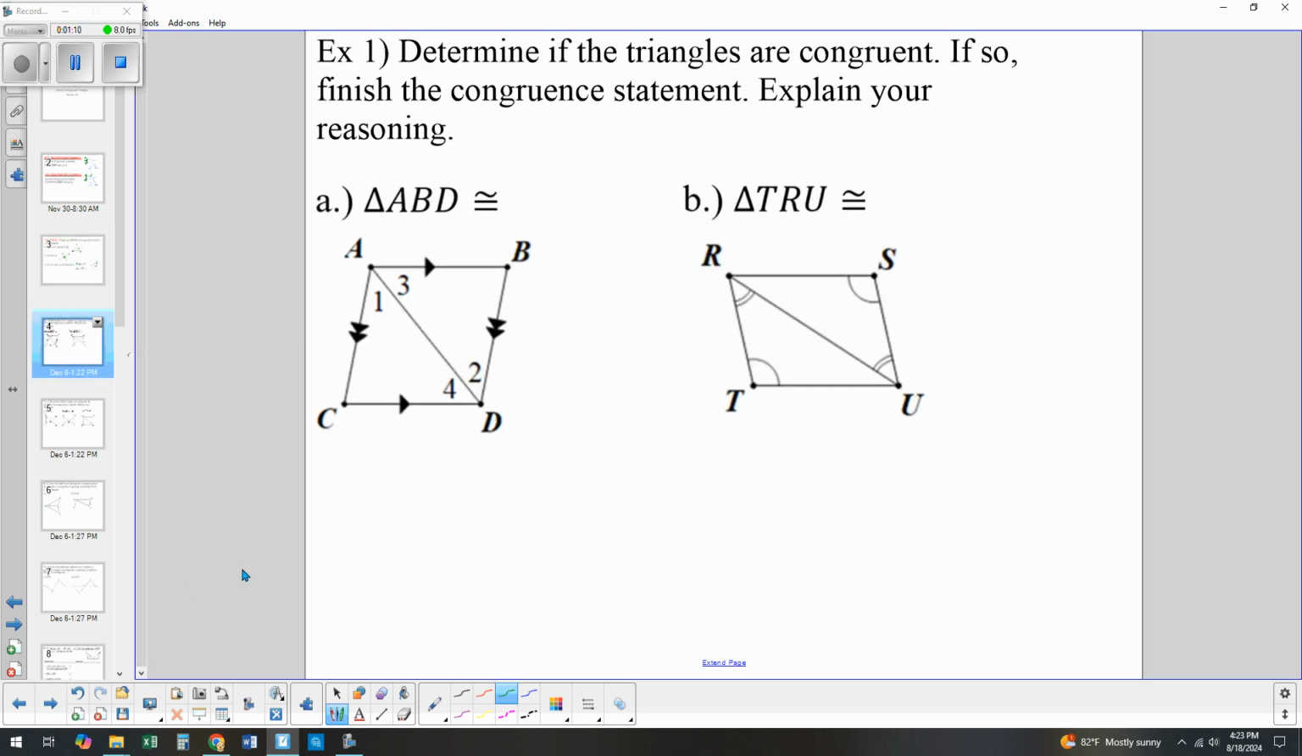So in example 1, let's determine if the triangles are congruent, and if so, finish the congruent statement and explain our reasoning. So we do have a lot of parallel lines here. So angle 1 and angle 2 would be congruent by alternate interior. The same with angle 4 and angle 3. And we have a reflexive or shared side. So now that puts me at two angles and the side between them. So this would be ASA.